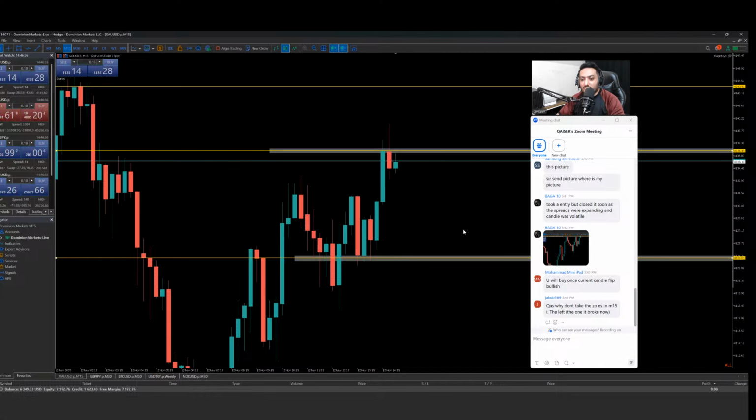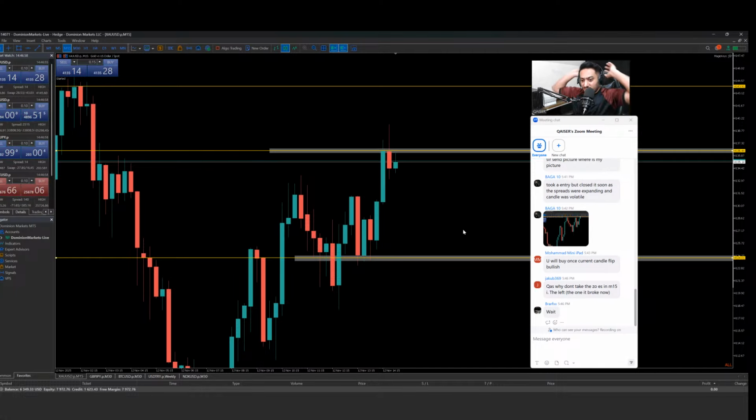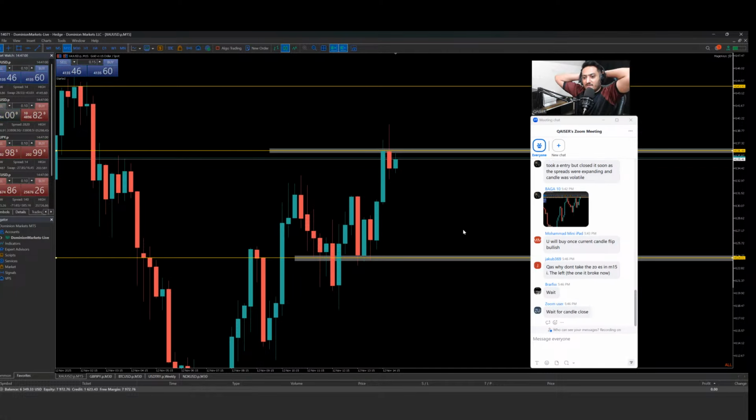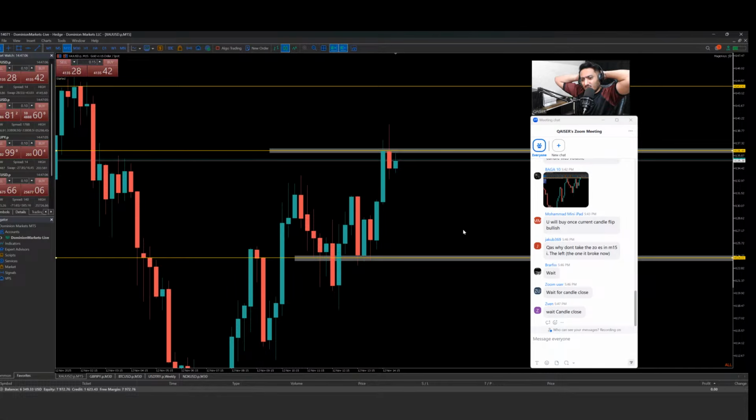Okay, will you buy once the current candle flips bullish? No. Okay, why don't you take the zone in the 50-minute? The left one, the one it broke. What is this? The zone in the 50-minute? Yeah, wait for the candle close.